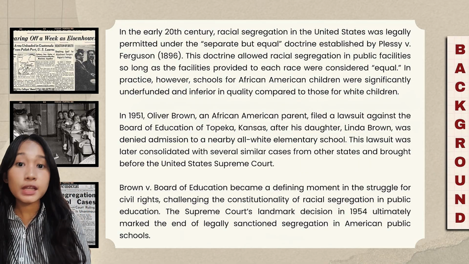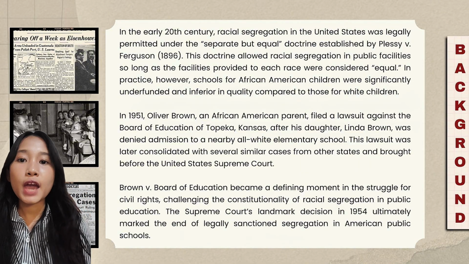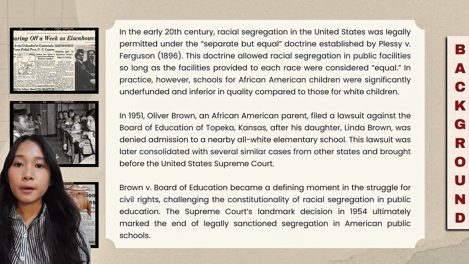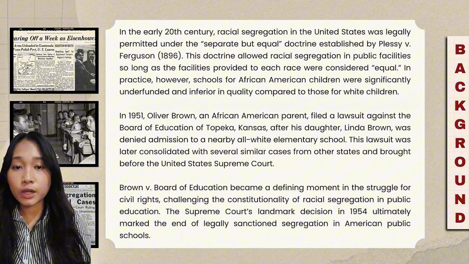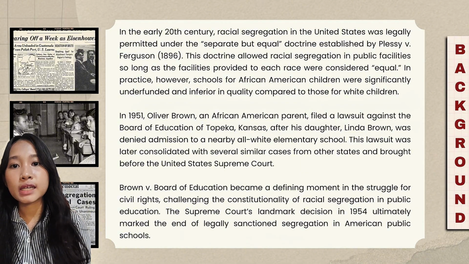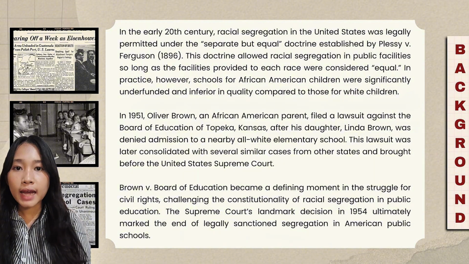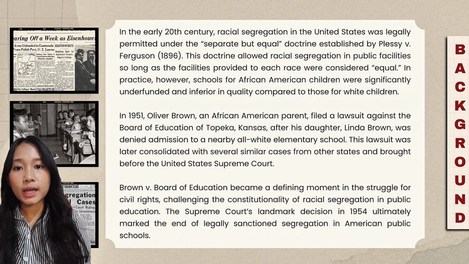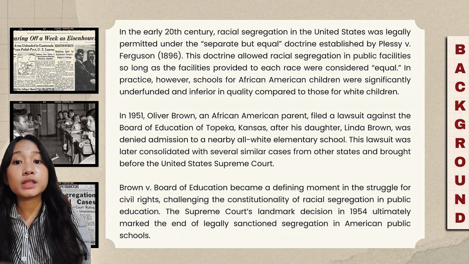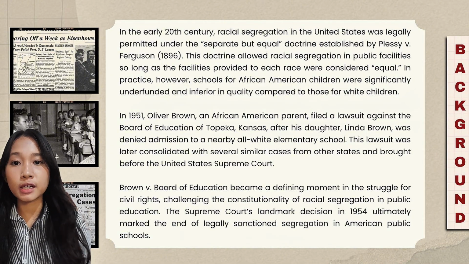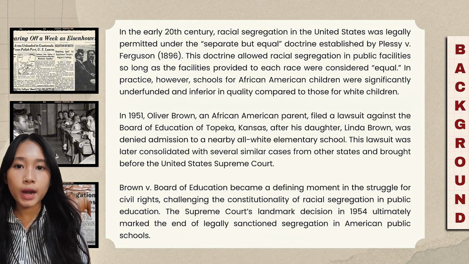In 1951, Oliver Brown, an African American parent, filed a lawsuit against the Board of Education of Topeka, Kansas, after his daughter Linda Brown was denied admission to a nearby all-white elementary school. This lawsuit was later consolidated with several similar cases from other states and brought before the United States Supreme Court.